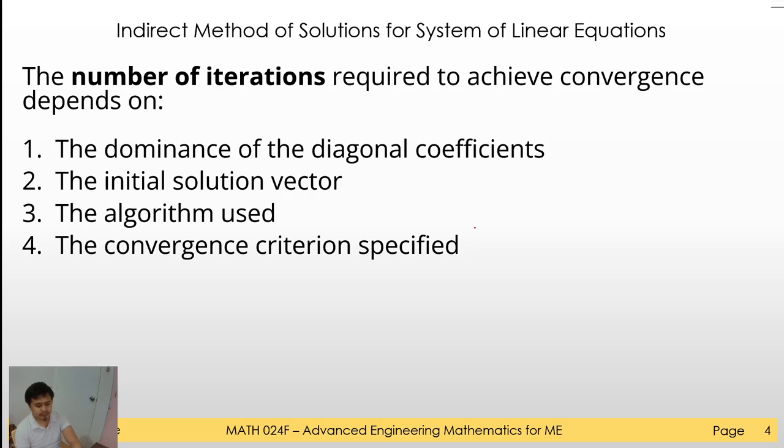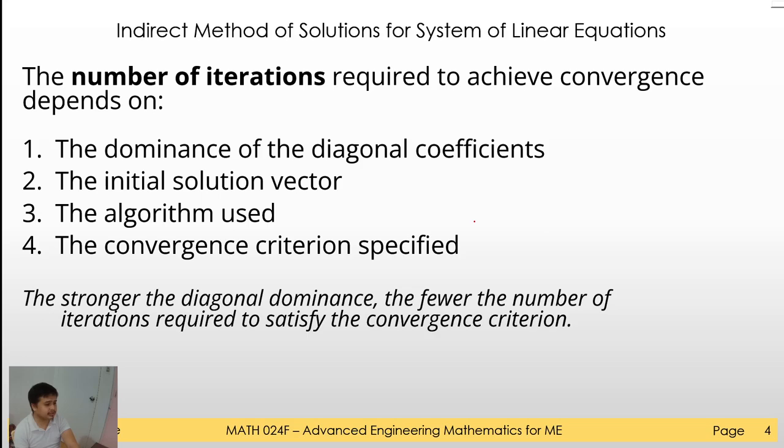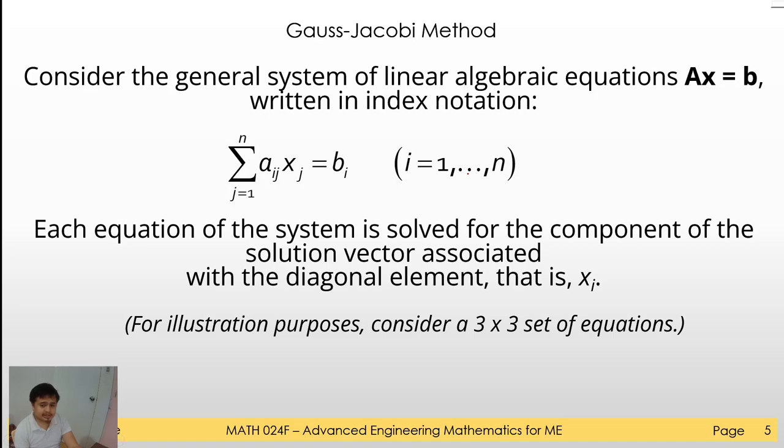Okay, so let's begin with the first iterative method. The simplest one is the Jacobi. The Gauss-Jacobi method is the simplest iterative method for solving systems of linear equations. We know that our system of linear equations is composed of the coefficient matrix, the solution vector, and the constant vector.